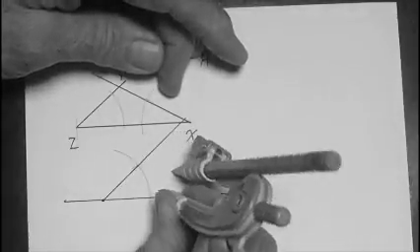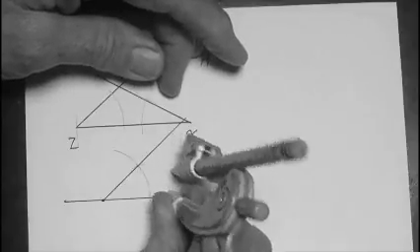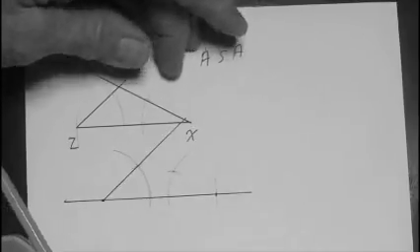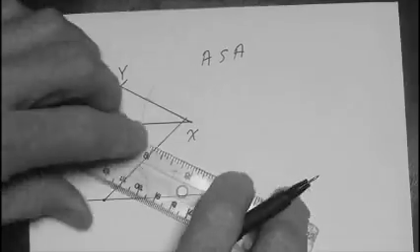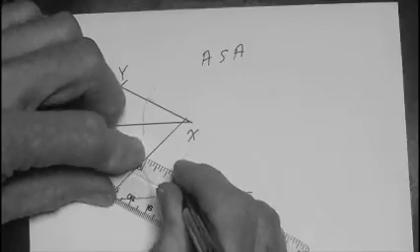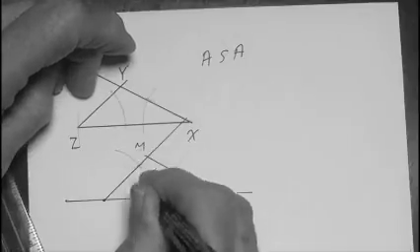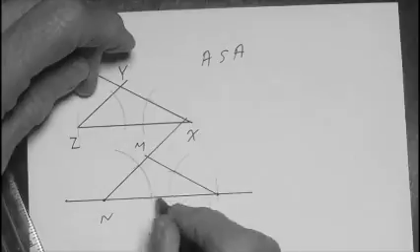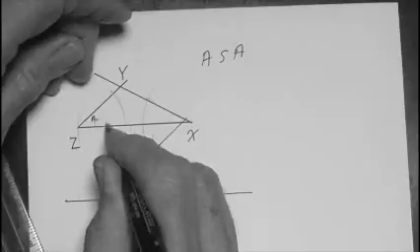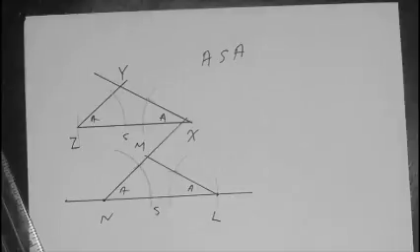Come down here, swing it, and with a little bit of luck, we'll be okay. Right there. Draw our line segment up through here, like this, from here through here. And let's call this one L, M, and N. And hopefully this angle and this side and this angle will match this angle, this side, and this angle. And the two triangles should be the same size and shape.